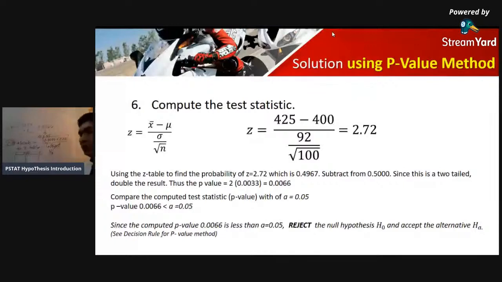So using the two methods, this is just to show you that the results of the two methods are the same. In your performance task, maybe by next week, I will require you to use both methods in detail. That's why I require you to submit your solution.